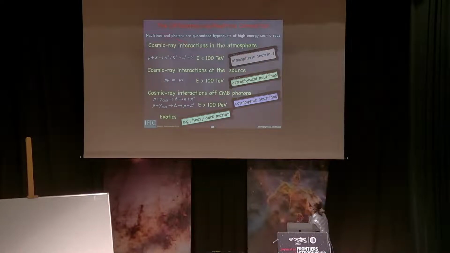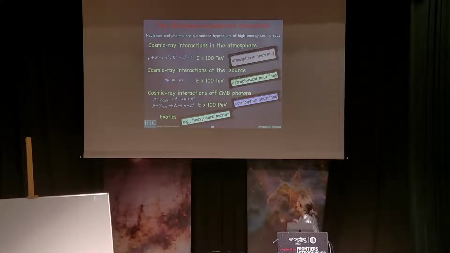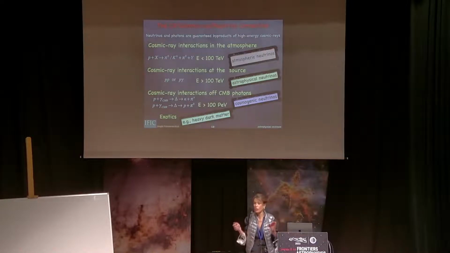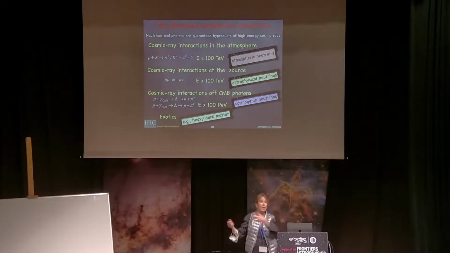So we have several types of neutrinos at high and ultra-high energies. First, atmospheric neutrinos, which are produced by interactions of cosmic rays in the atmosphere. They have energies smaller than 100 TeV, and they are produced by the decay of charged pions and kaons produced in the interactions of cosmic rays in the atmosphere. These have been measured by many detectors. Indeed, the neutrino oscillations were discovered by Super-Kamiokande, thanks to the atmospheric neutrinos.